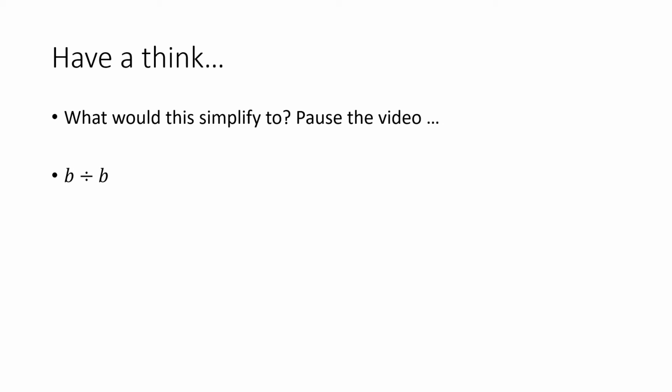Okay, so let's have a think about it. B divided by b. Well, if we were to give the letter b a value, for example, if b were 2, then we could see that 2 divided by 2, which is the same as writing it down as a fraction, 2 divided by 2, we know that that is 1. So therefore, if we have b, or any variable, divided by itself, we can say that that is 1.